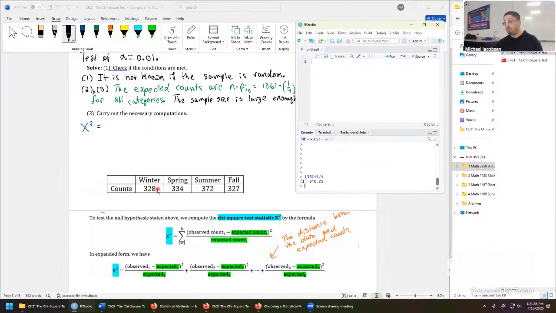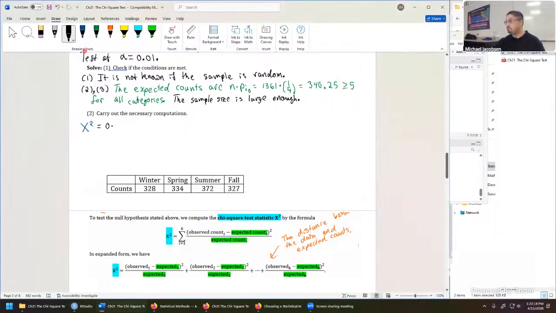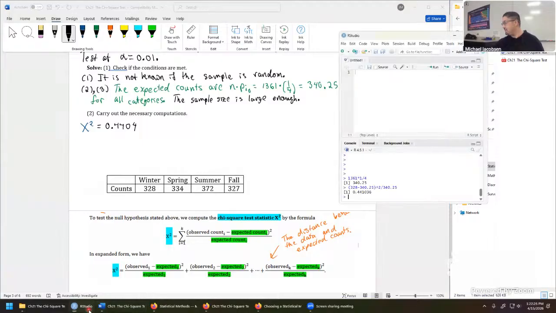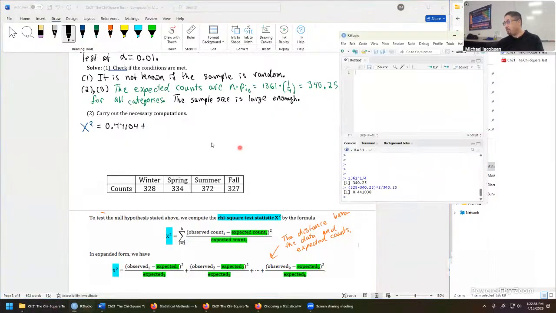So take the observed count for the first category, 328, minus the expected count, that is the 340.25 here, squared, divide by 340.25, and that's our first component, 0.4404. Hang on, I don't think I got those digits in. 0.44104. Knew I was missing something. Okay, 1 down, 3 more to go.